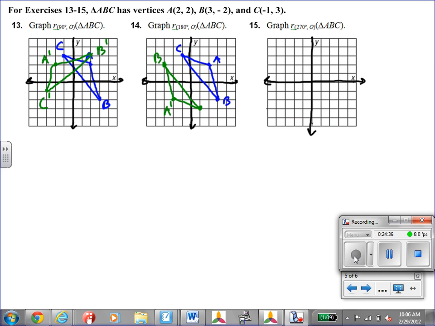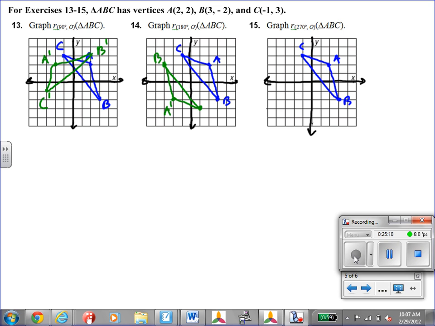So if we get these points again, 2, 2, there's your A. You've got 3, negative 2 is your B. Negative 1, 3, there's your C. Here's your original triangle. Okay? So now, instead of going counterclockwise 90, we're going to go clockwise 90 because that's the same thing as 270. So when we did these points over here on the first one, number 13, all we're going to do is go the opposite direction. So you really don't have to do a whole lot of extra work.